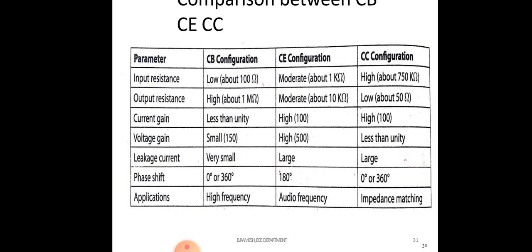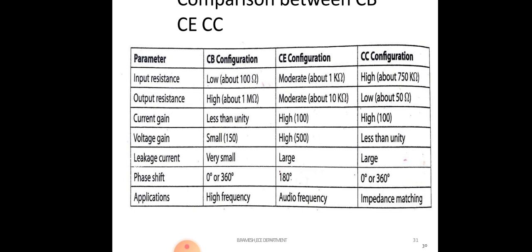Applications of the common base configuration: at high frequency we can use the common base configuration because it provides a wide bandwidth. For audio applications we can use the common emitter configuration, and for impedance matching we can use the common collector configuration. So this is the difference between the CB, CE and CC configurations. Based on these, we can choose the configuration for particular applications.